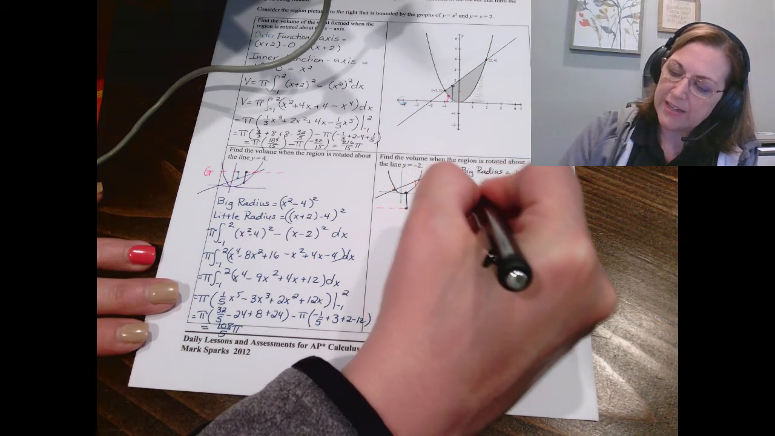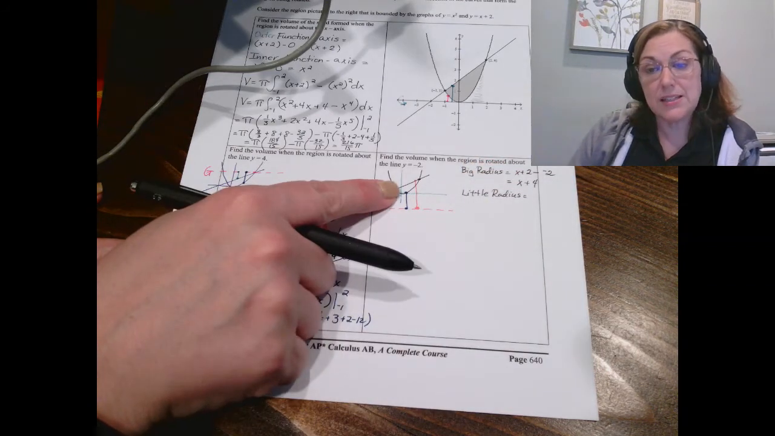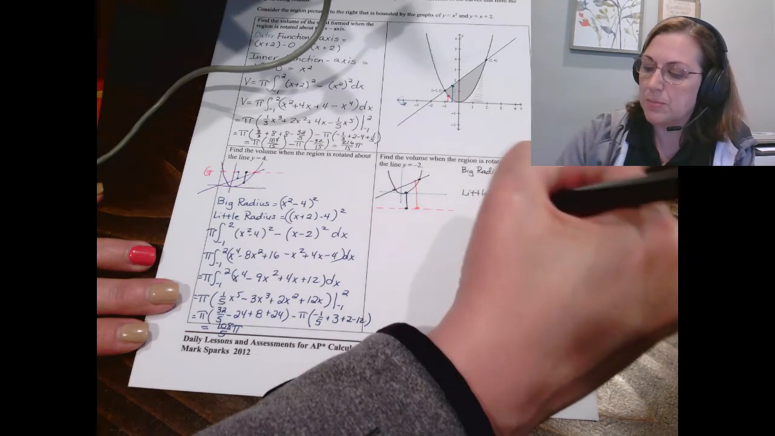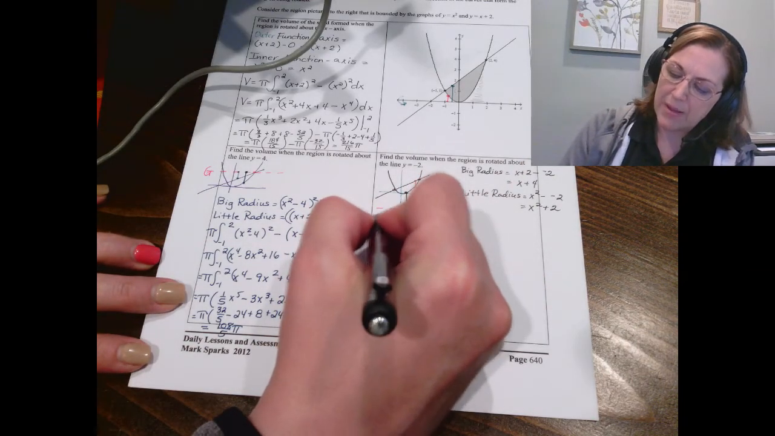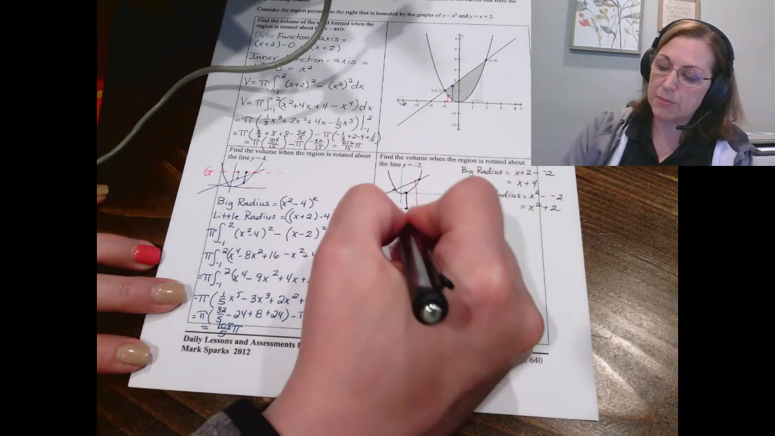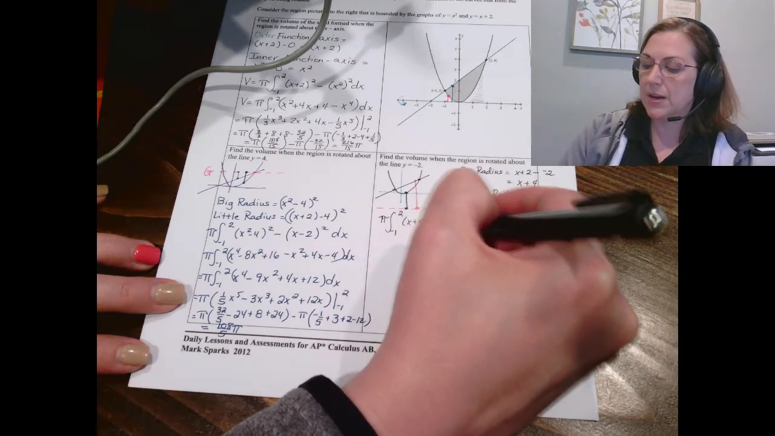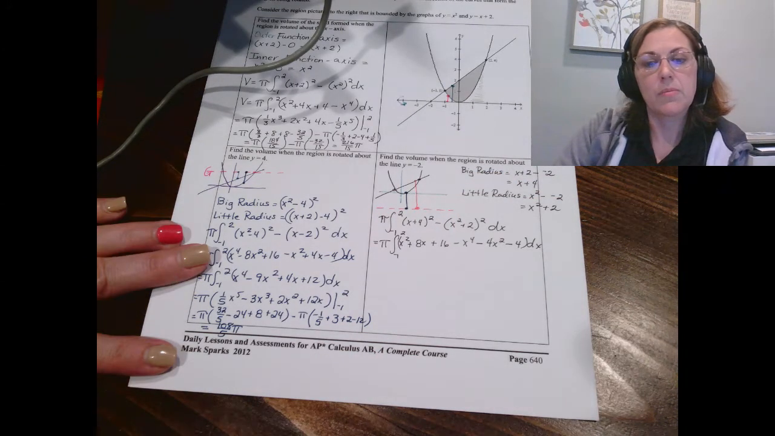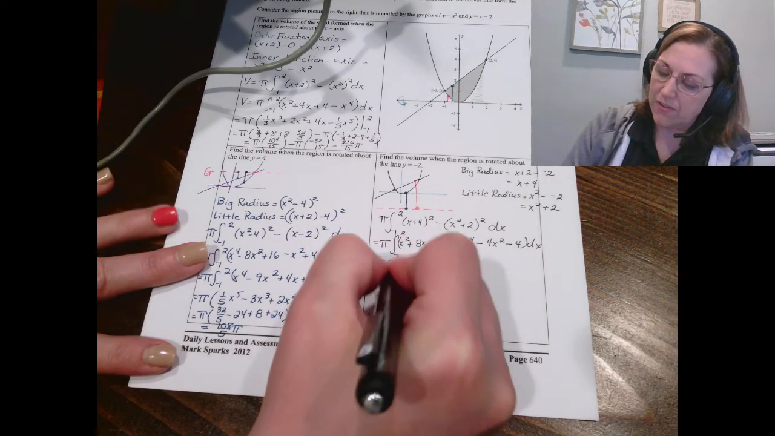My little radius is my inside function, that's my parabola, minus -2, or that would just be x squared plus 2. So when we write our integral this time, we've got pi times the integral from -1 to 2. My big radius is x plus 4, and I'm squaring it. My little radius is x squared plus 2, and I'm squaring that. Okay, so let's expand that. And then we'll collect our like terms and take the antiderivative.